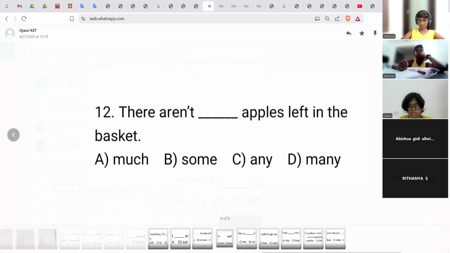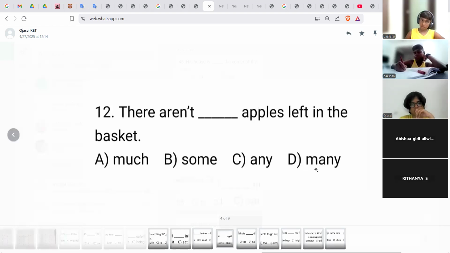Yeah, this is an excellent question. Very, very close one. What is your answer? Sir, in class you said "any", but "many" can also come there, right? Yeah, "many" also can come here. Between "any" and "many", look at the apples here. There aren't any apples. There isn't any apple left. There aren't many apples left.